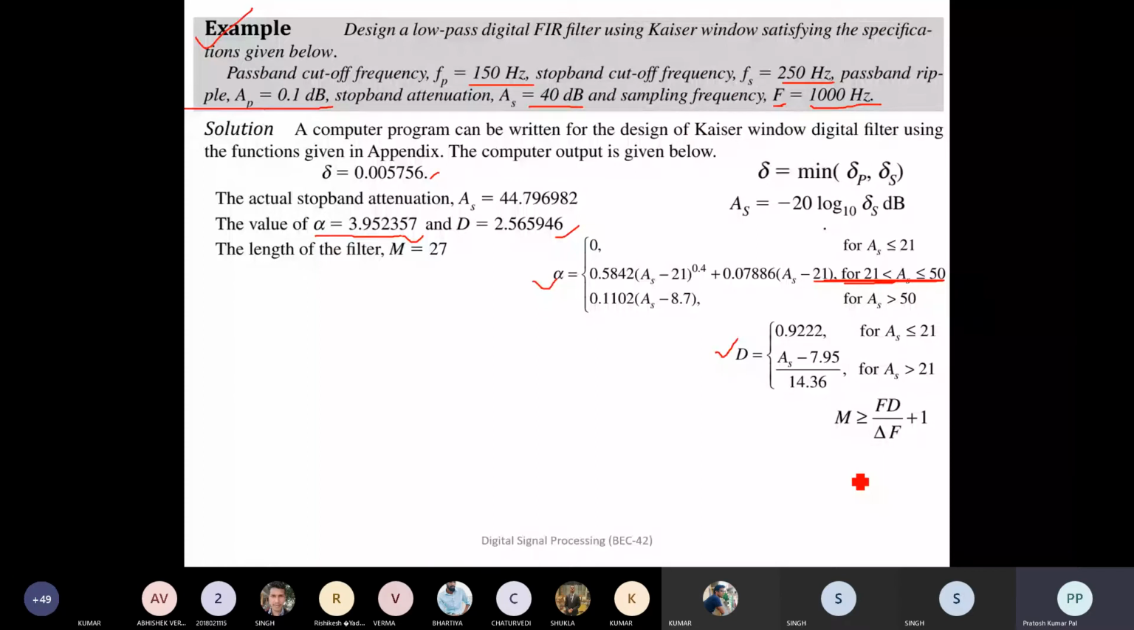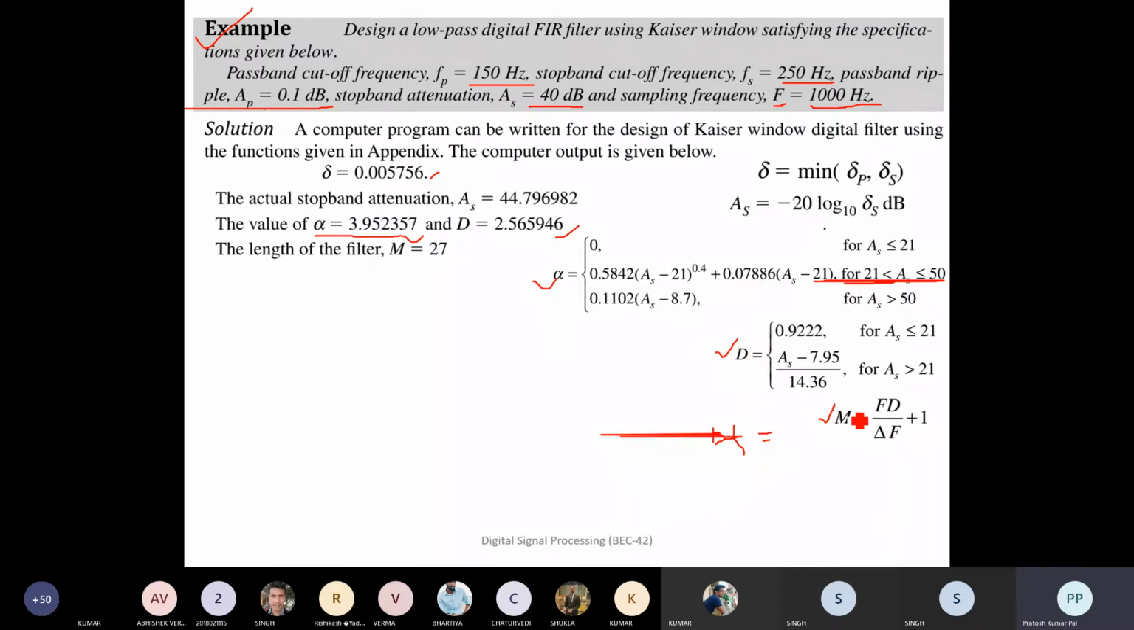based on these values, we will be finding the M value, the M that will satisfy all our given specifications. Here the passband edge frequency is given as 150 hertz, and the stop band cutoff frequency is given as 250 hertz. So the change in frequency, delta F, is given by the difference of these two, 250 minus 150, which is 100. So 100 hertz will be the delta F. By putting in all these values, we will find the M value.